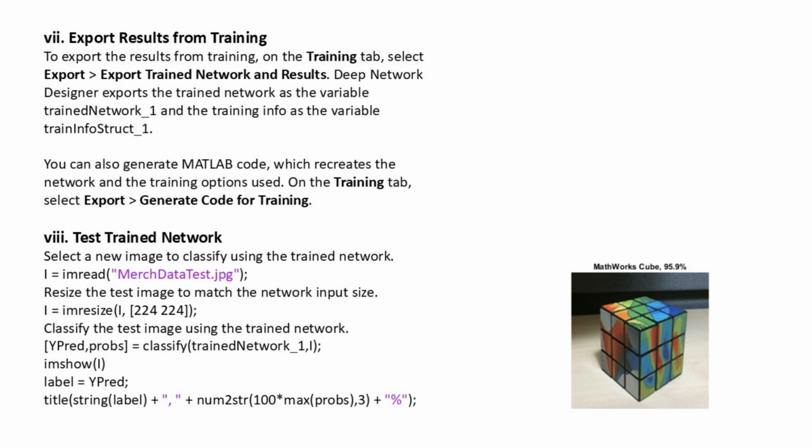8. Test trained network. Select a new image to classify using the trained network. I = imread, mergedataTest.jpg. Resize the test image to match the network input size. I = imresize(I, [224 224]). Classify the test image using the trained network. [YPred, probs] = classify(trainedNetwork_1, I). imshow(I). label = YPred. title(string(label) + "," + num2str(100*max(probs),3) + "%").